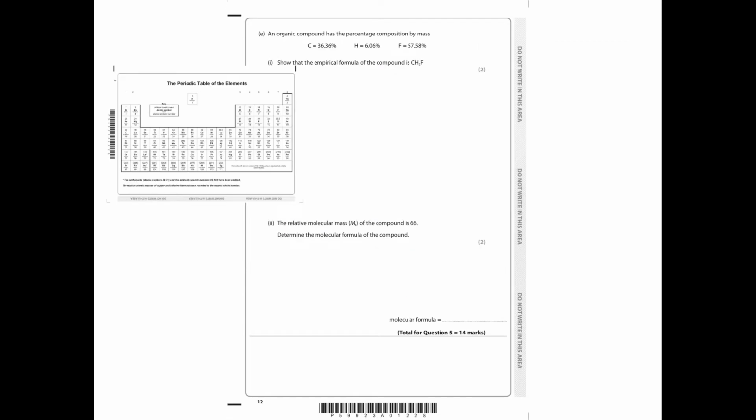Part E is an empirical formula calculation. I need the periodic table to do this question. First of all, I would write out each atom that is present in my compound: carbon, hydrogen and fluorine. I am using percentages, so in order to do this question I will assume I have 100 grams. That will mean 36.36 grams are carbon, 6.06 grams is hydrogen and 57.58 grams is down to fluorine.